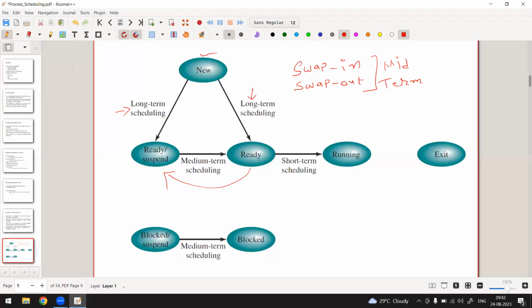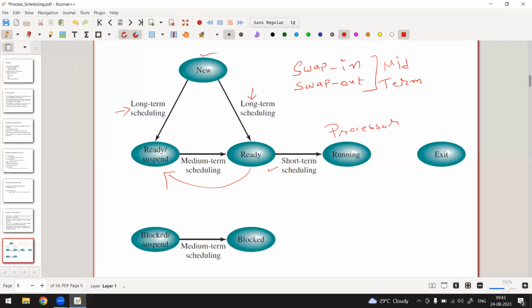You already know what swap in and swap out are, right? When we bring some process into the main memory, it is called swap in, and when we bring some process out of the main memory, it is called swap out. So in this way, we use the mid-term scheduler, and the final scheduler is the short-term scheduler. There is only one use case when the process has to go from ready to running, right? This is the processor. When the process has to go from ready to running, it is done through the short-term scheduler.